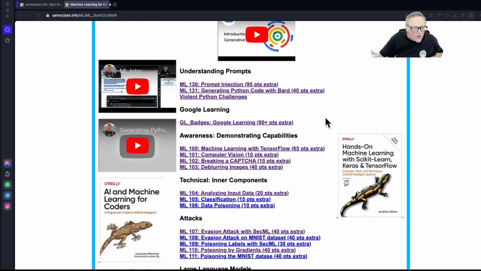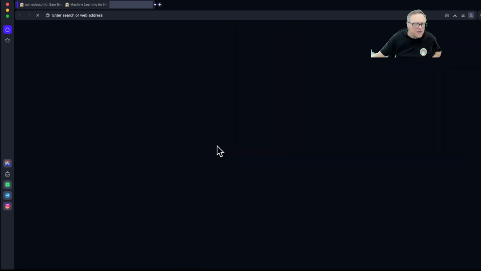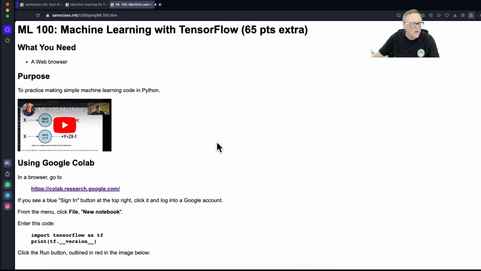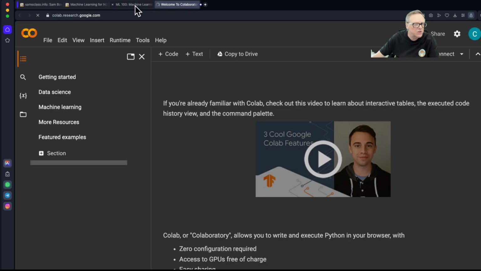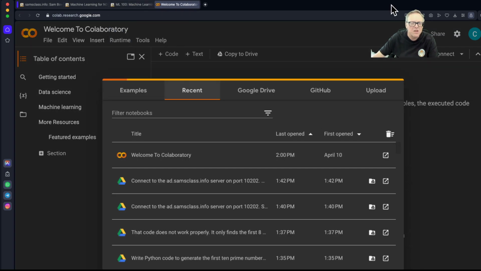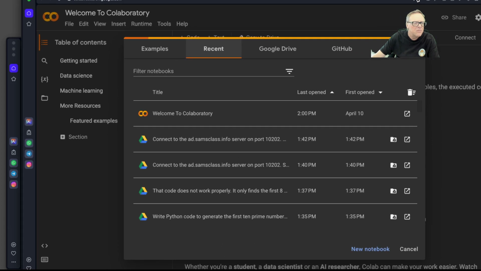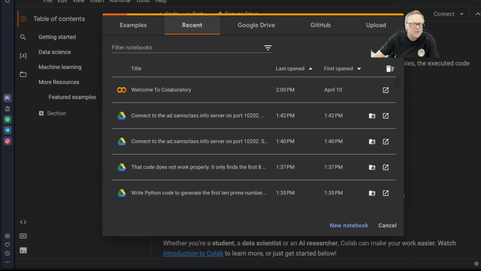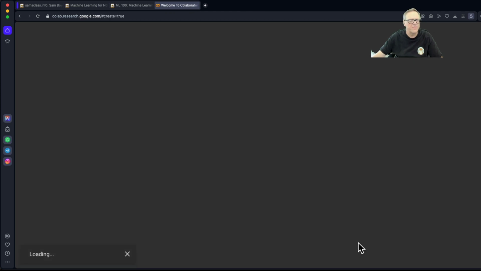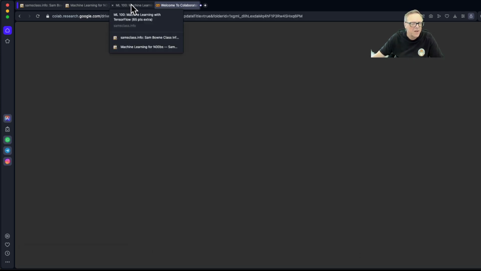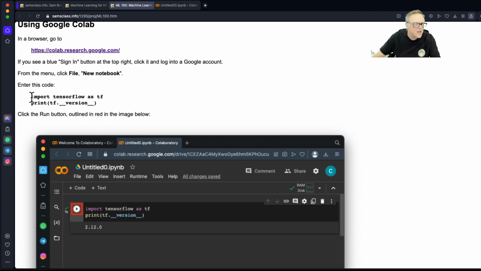So let's make our own artificial intelligence. You find it here, go to ML100, and you can make your own in Colab. So you open Colab, which is Google's free Python environment, and make a new notebook here.